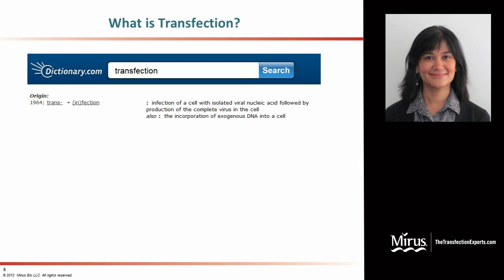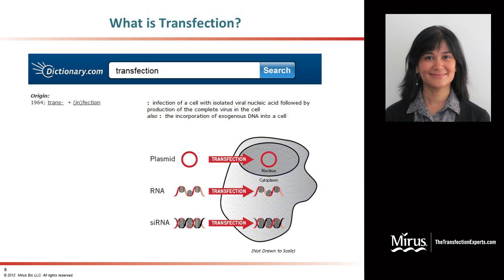So what does transfection mean? Interestingly, the term transfection finds its roots in virology, as it was first described as the infection of a cell with isolated viral nucleic acid, followed by production of the complete virus in the cell. We all know that today it has come to mean mostly the delivery of exogenous DNA into mammalian or insect cells. Not only does it apply to DNA, it also holds equally true for other nucleic acids such as siRNA, miRNA, large mRNA, oligos, and even in some cases, proteins.